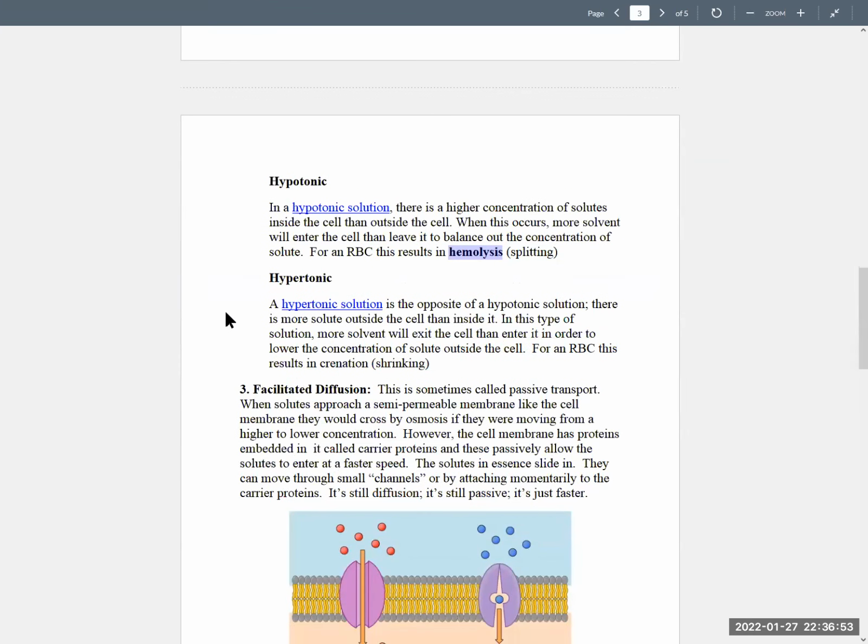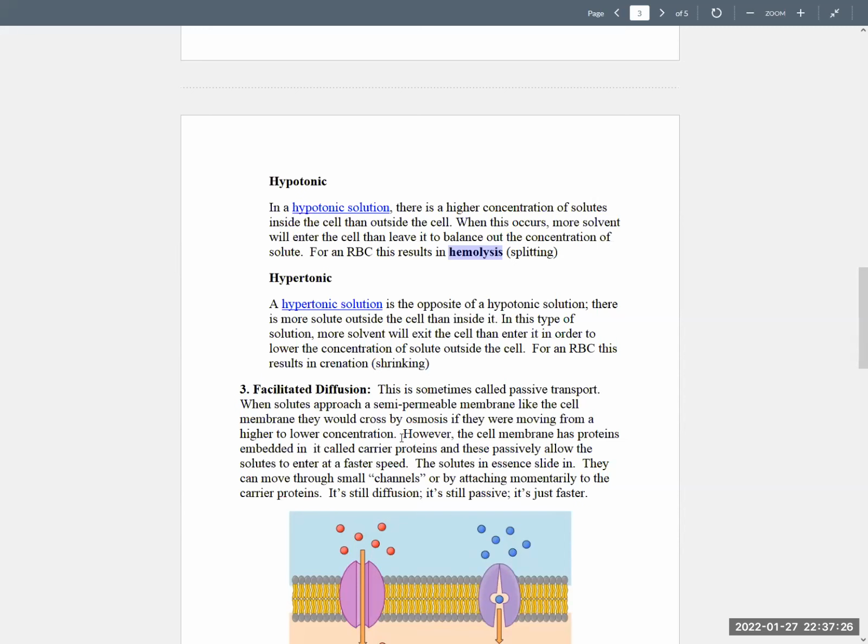So we've had diffusion and osmosis as passive processes. The third passive process is facilitated diffusion. Sometimes it's called passive transport, but I prefer the name facilitated diffusion, and that in bold there means that's the word I'll use on the examination for you. Okay.